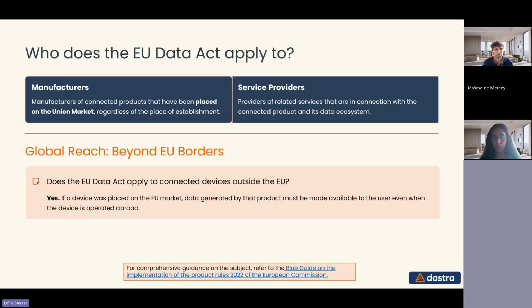Same for the service providers. So the service providers, we're talking about services here that are in connection with the connected product. We're going to see it a bit further in detail now. And also, there is no requirement for them to be established in the EU. So same thing that I explained for the manufacturers.